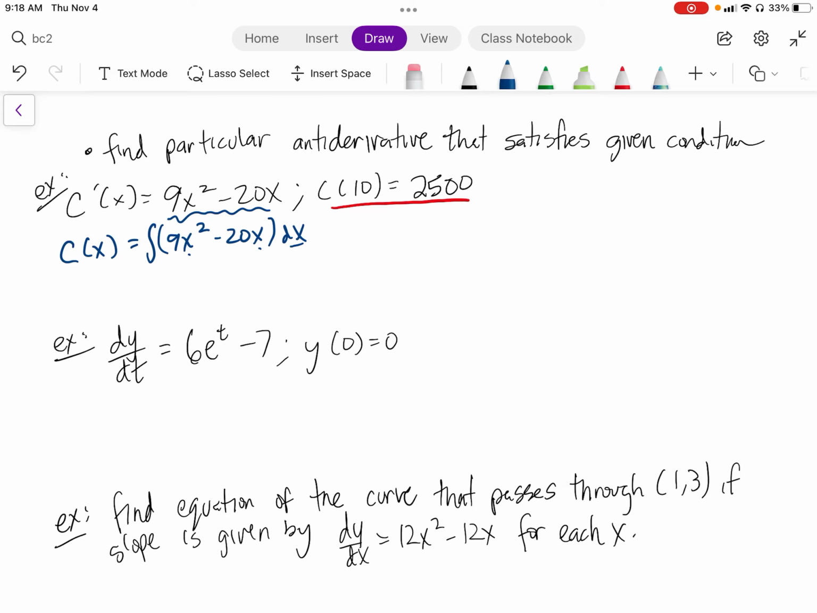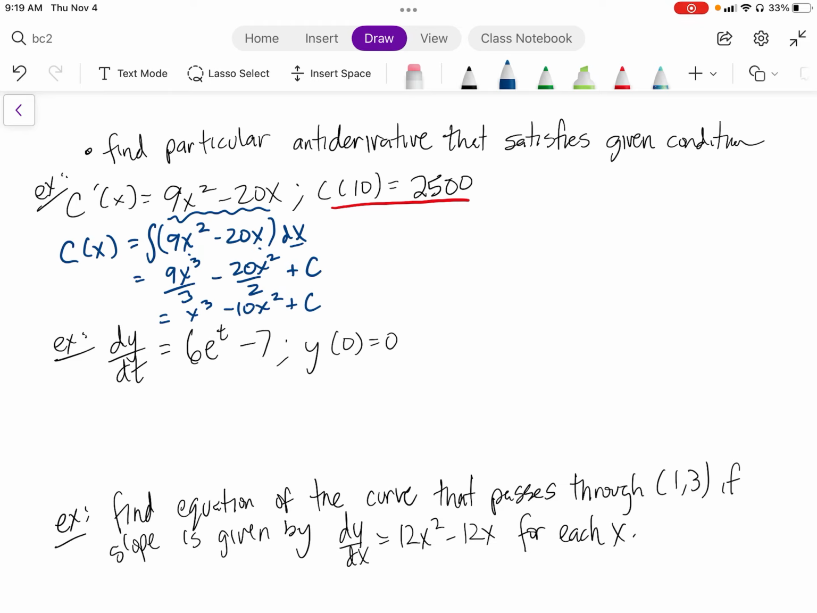So if I want the original function, that's the approach I am taking. I need to integrate that derivative they give us. So we get 9x to the third over 3 minus 20x squared over 2. Remember, when you integrate, plus C. Well, I could reduce that a little bit. 9 over 3 is x to the third, 20 over 2 is 10, plus C.